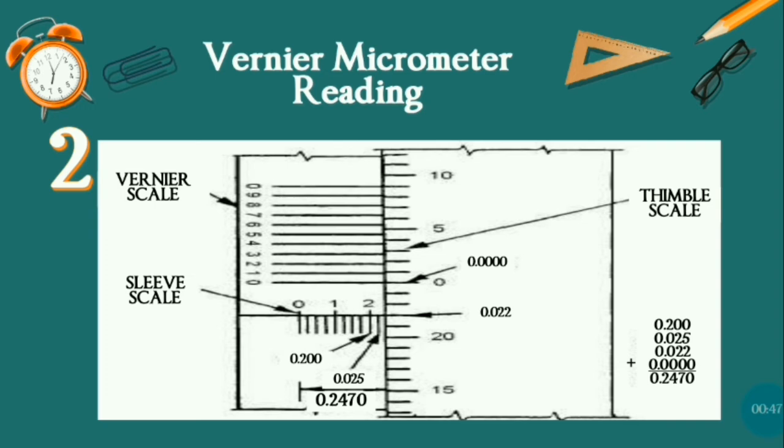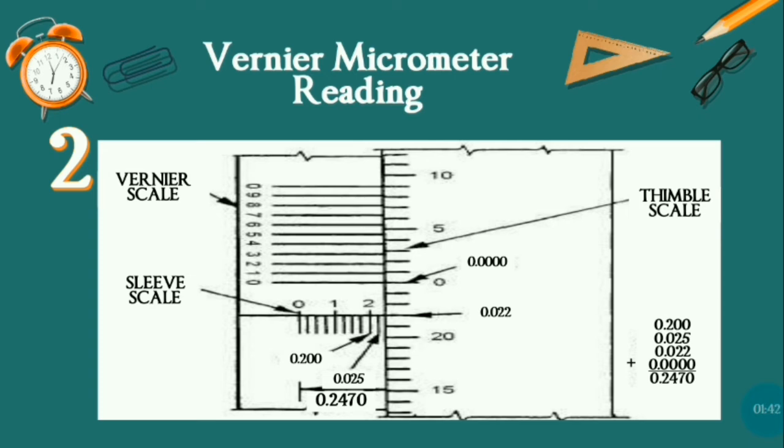Next, we will focus on the thimble scale. So it has a measurement of 22. So that means it measures 0.022 or 22,000ths of an inch. Next, we will focus on the Vernier scale. So what is the number that coincides with a straight line in the thimble scale? Did you find it out? Okay, very good. 0 is the straight line that coincides between the Vernier scale and the thimble scale.